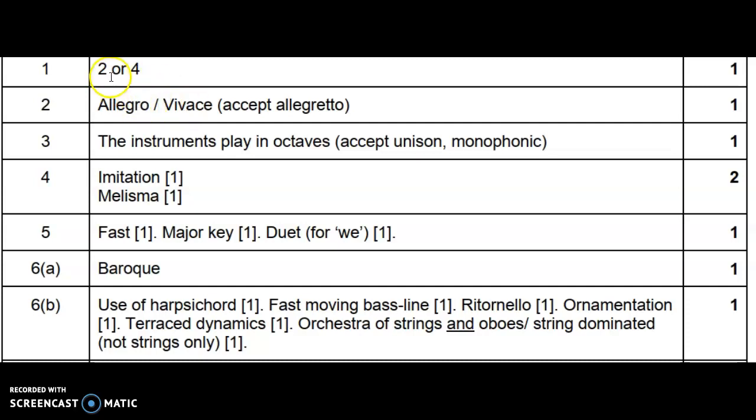Allegro, vivace. The instruments play in octaves, so unison, monophonic. Fast. Imitation. Melisma. They sing a duo on "we", major key. And it's in the Baroque.